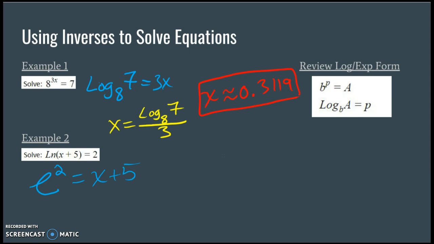So if I want an exact answer without decimals, I would just subtract 5 from both sides, and I would have x equals e raised to the second power minus 5. Which, if we want an approximate answer, we could find what e squared is, and then subtract 5, which would give us that x is approximately 2.389.